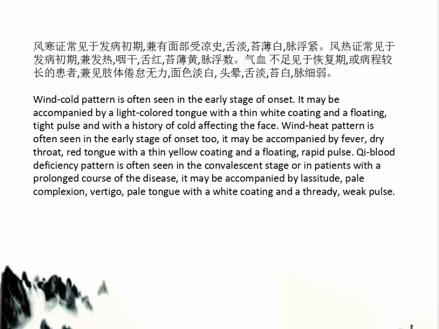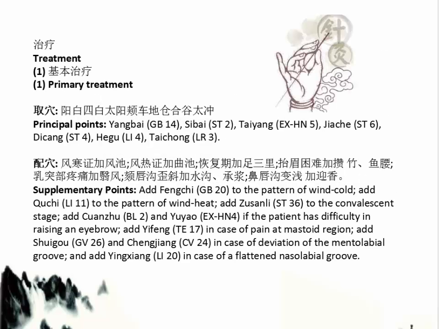Low energy, pale complexion. There may be vertigo, usually with the dizziness, with the blood deficiency. Pale tongue, white coating, thready pulse indicates the blood deficiency. Weak pulse because of the qi deficiency. All right.